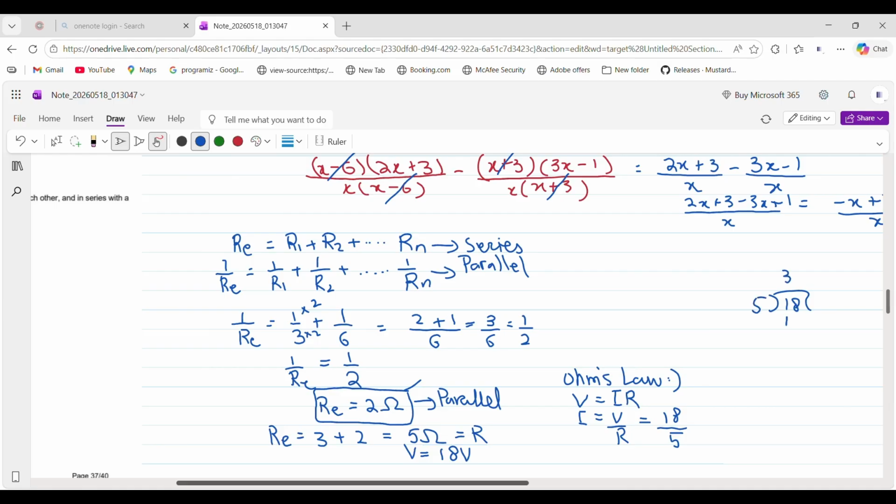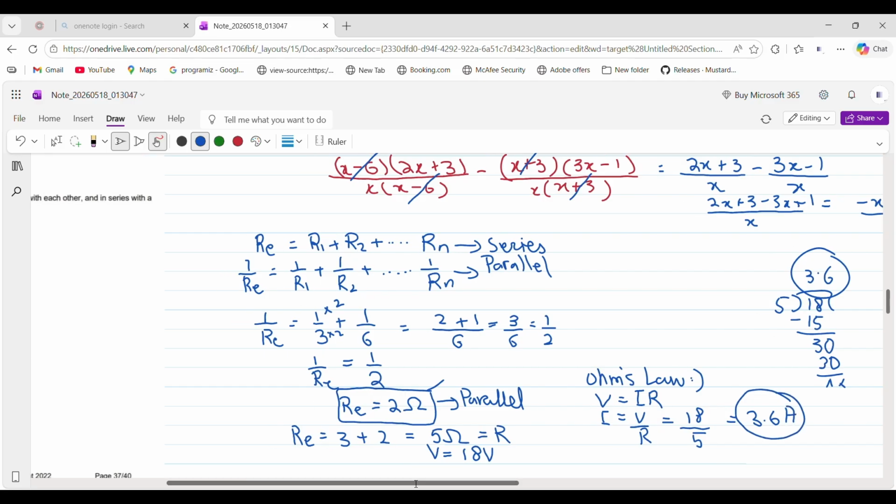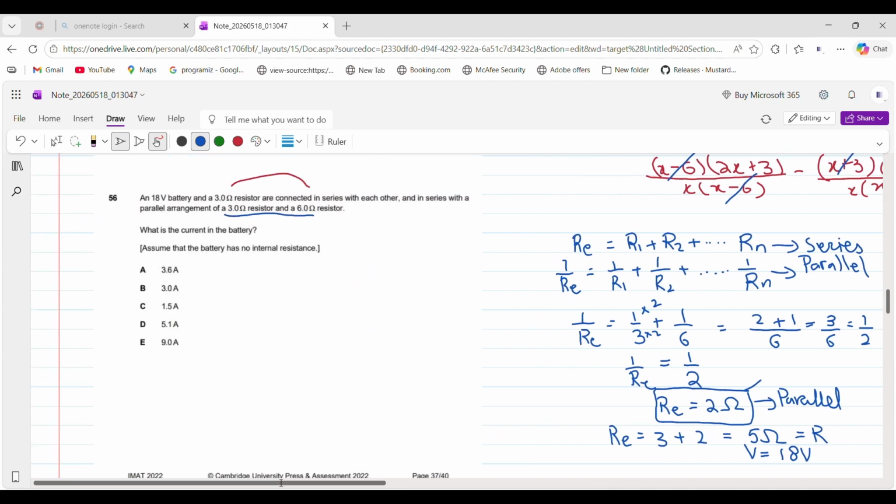5 threes are 15. What are we left with? 18 minus 15 is 3, right? Point. Now I can put a 0. So 5 sixes are 30. So what is our answer? 3.6. And of course current is measured in its unit, ampere, right? So 3.6 ampere. Let's see if we have gotten this answer. 3.6 ampere. First is the correct answer.